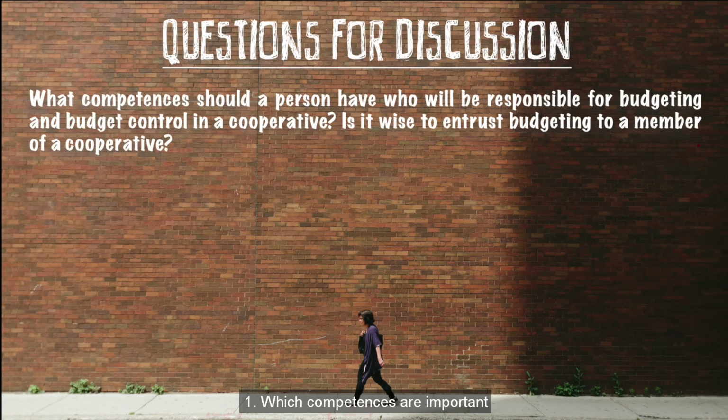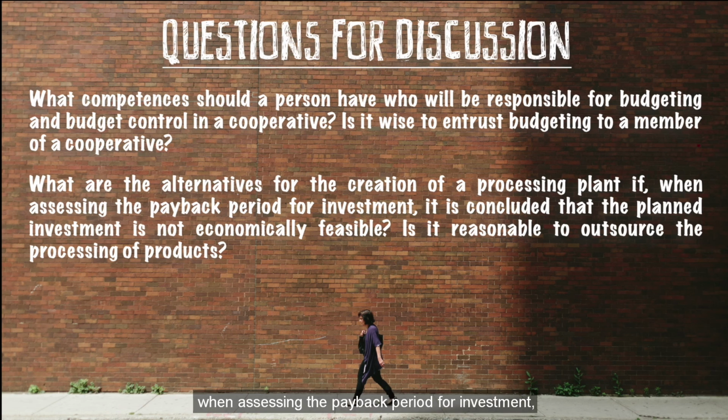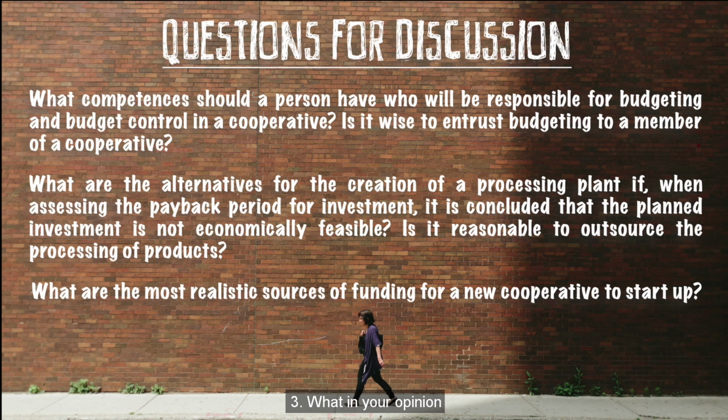First, which competences are important for someone who will be responsible for the cooperative's budget planning and control? Is it wise to trust the budget planning to a member of the cooperative? Second, what are alternatives if, for example, after evaluating the investment period for a processing company, you come to the conclusion that the planned investment isn't economically viable? Should you trust processing to an outside source? And third, what, in your opinion, are the most realistic financial investment sources for starting the work of a new cooperative?